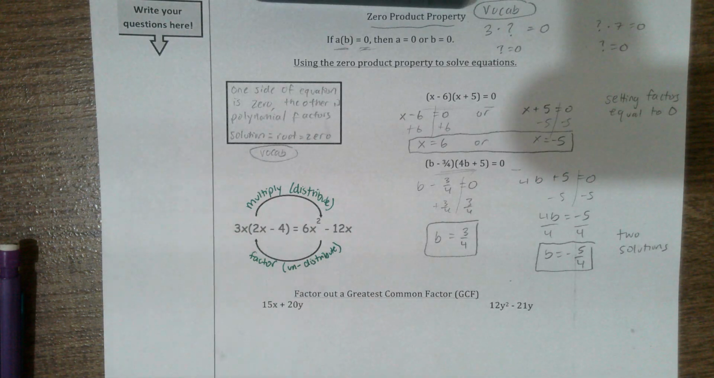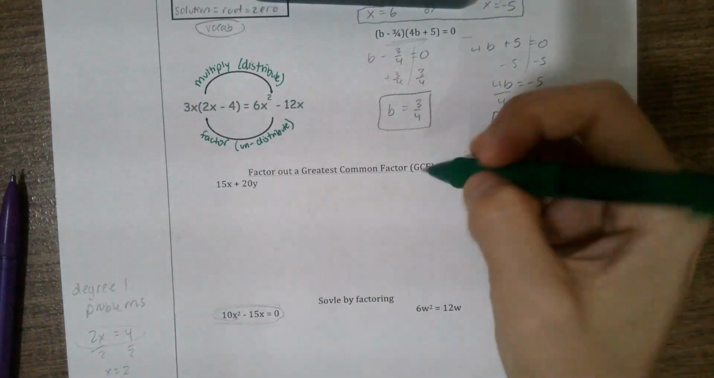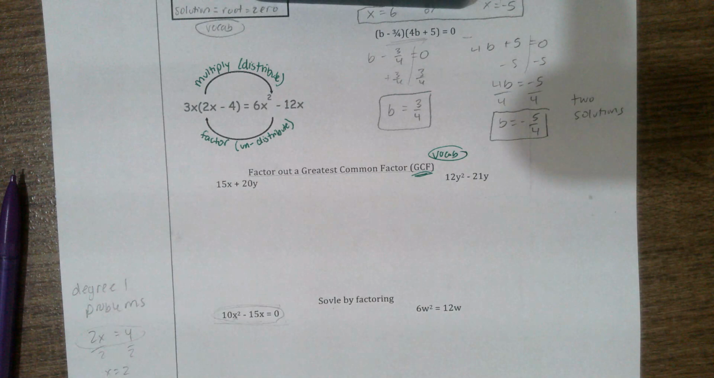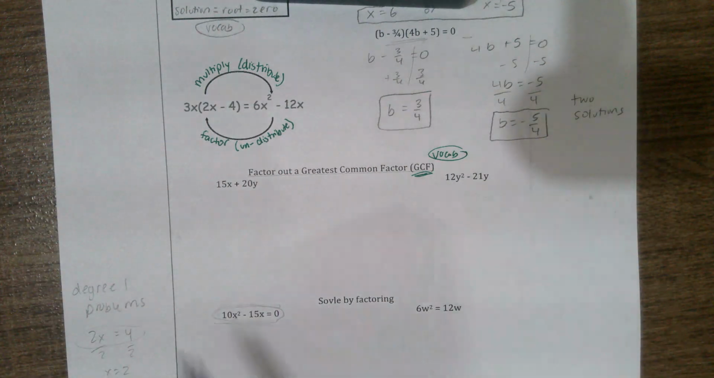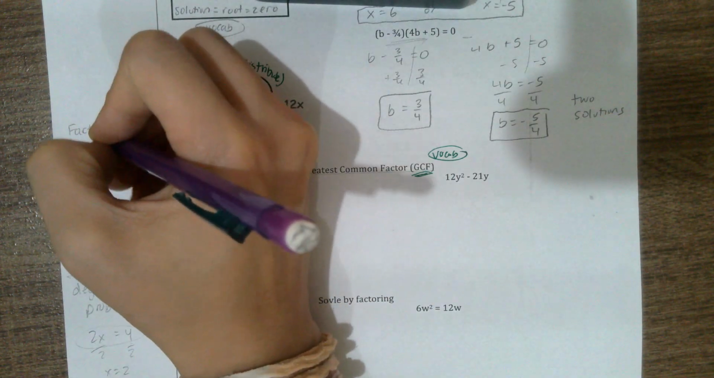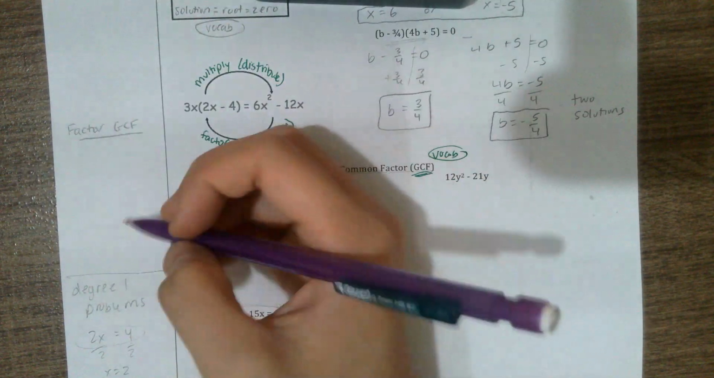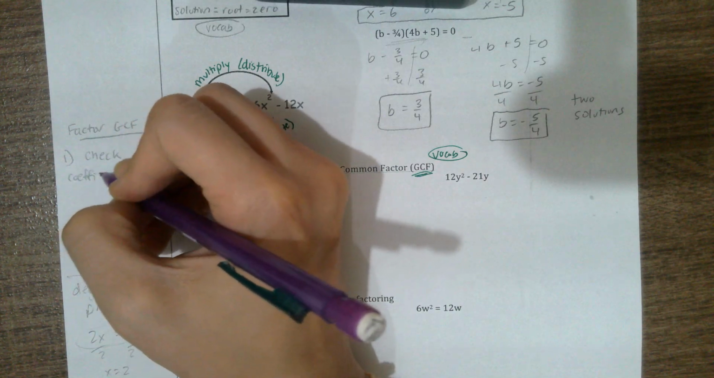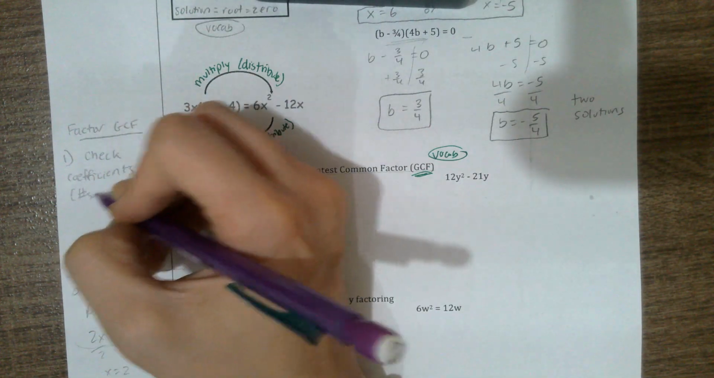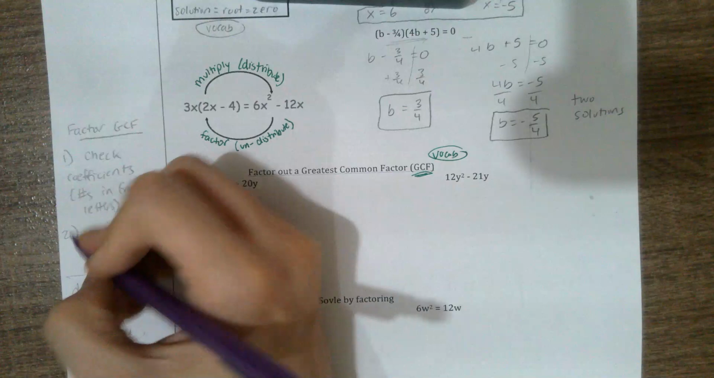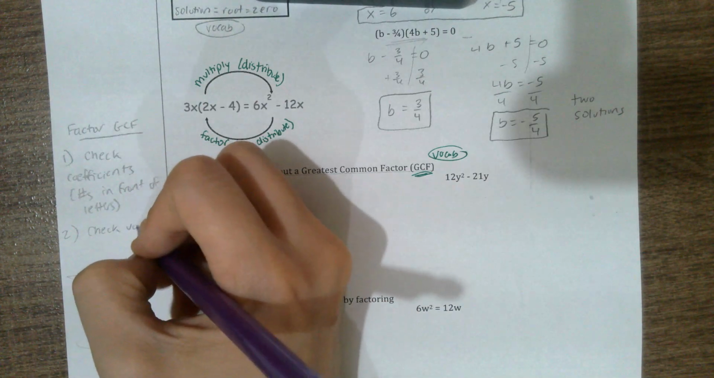So the first thing that you want to do when you're factoring is to do the greatest common factor. The greatest common factor is a vocab word. You'll hear me say GCF all the time. Okay, so when you're factoring, the first thing we want to do is: 1, check coefficients, the numbers in front of letters. 2, check variables.